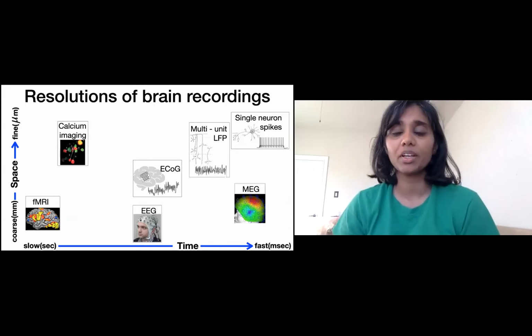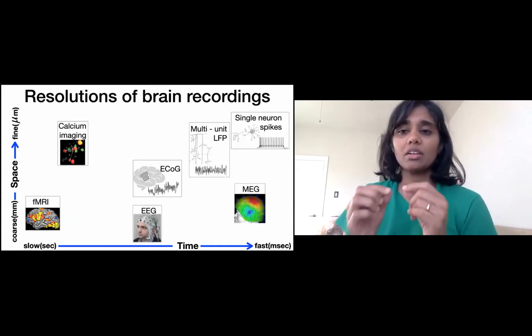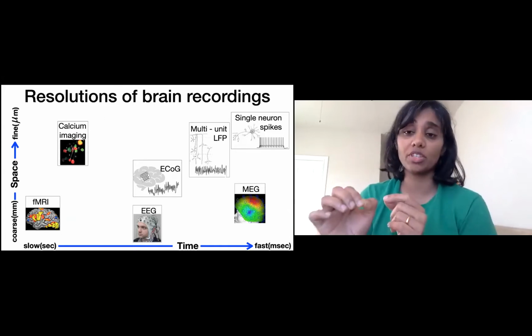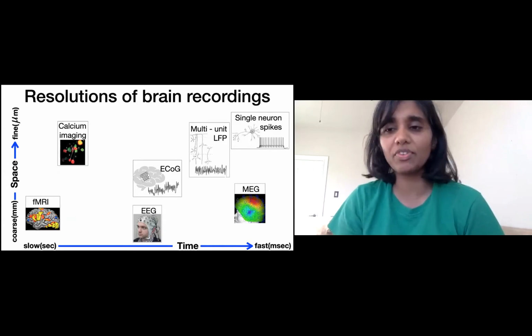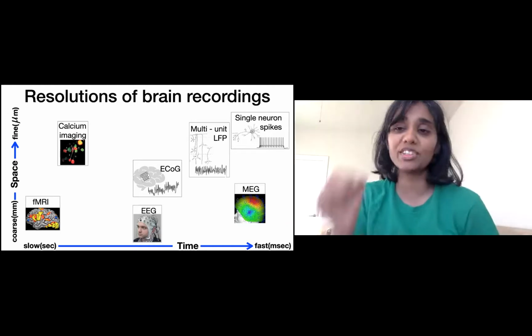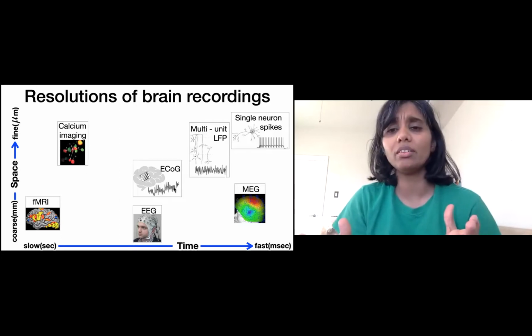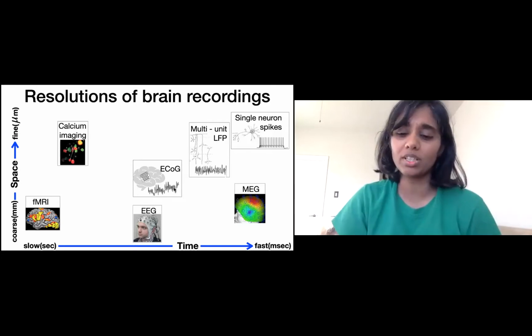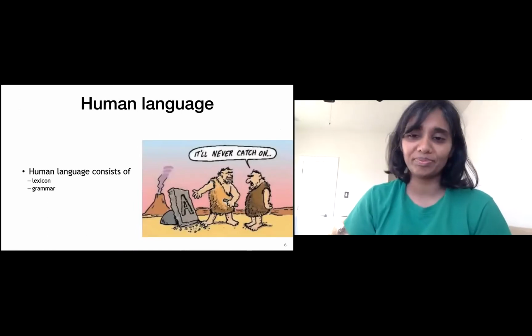It's a good thing. It's not like single neuron spikes, where you get amazing spatial resolution but not much coverage. It's very fast in time, but you can't cover the whole brain. You just get one or a few neurons. ECoG covers a big part of the brain, but it's a broad signal. But anyway, I'm going to get into my project.